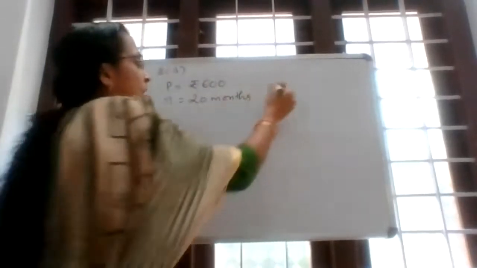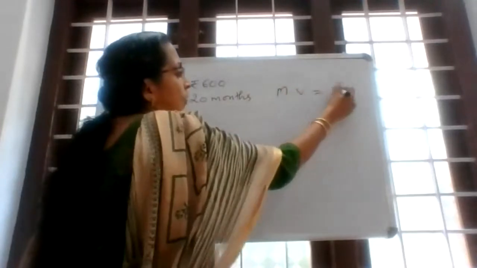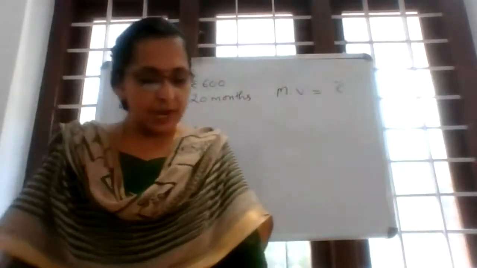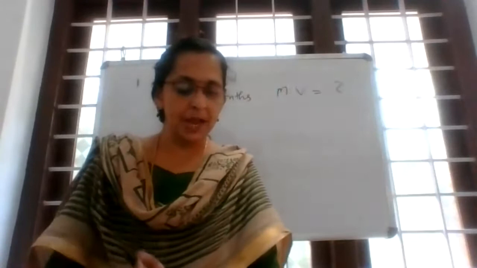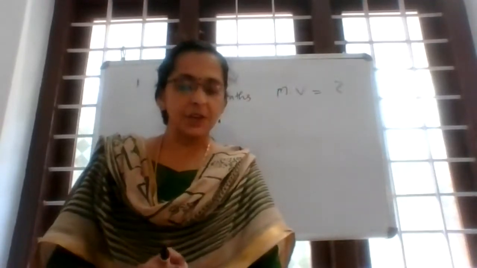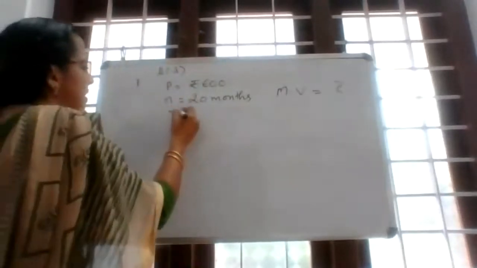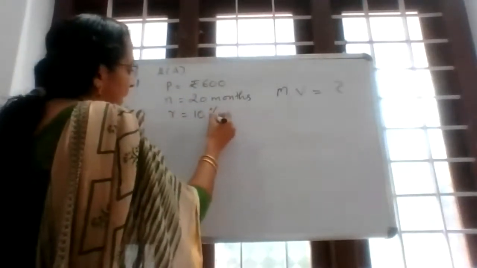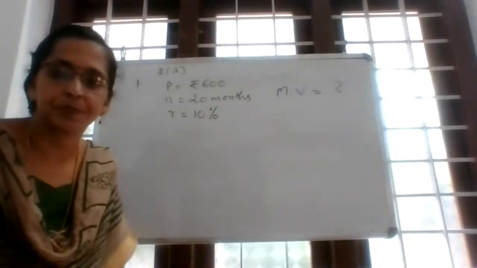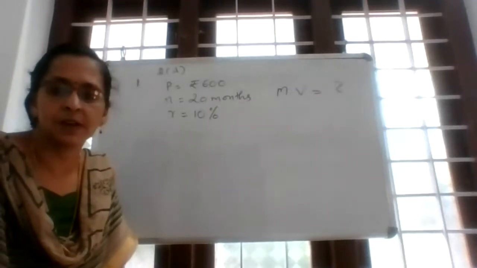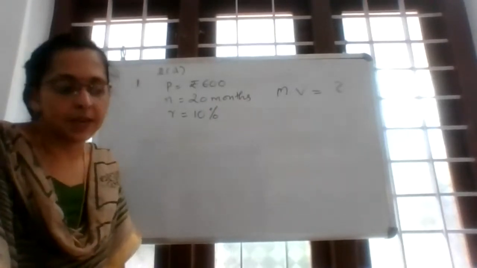So, we want to find out the maturity value of this account if the bank pays interest at a rate of 10% per annum. So, R is equal to 10%. Up to this clear, no? Question clear? Yes, ma'am. Okay.